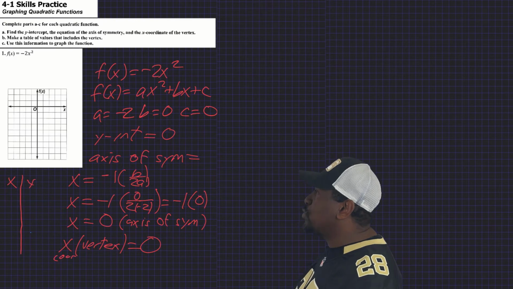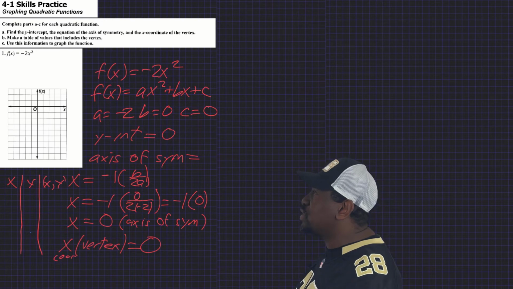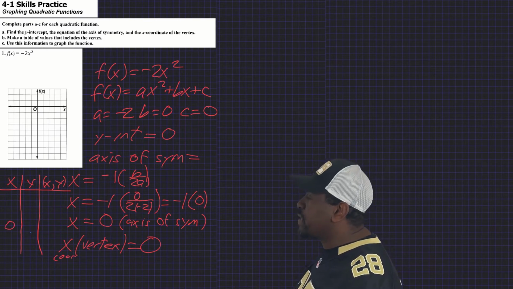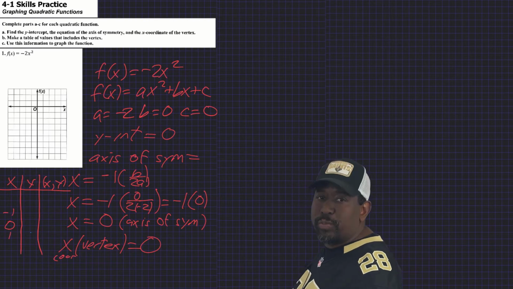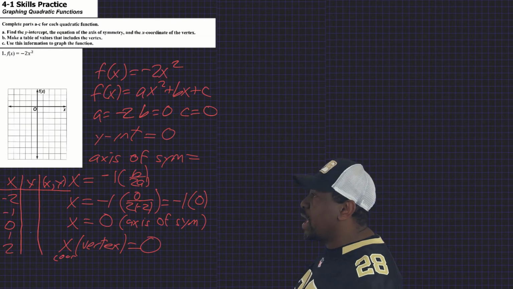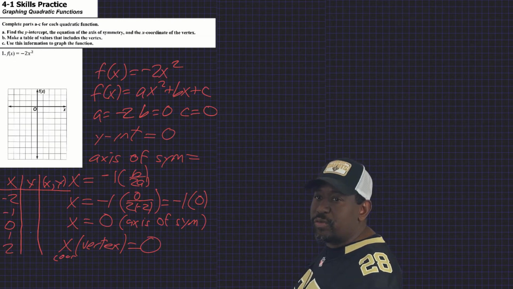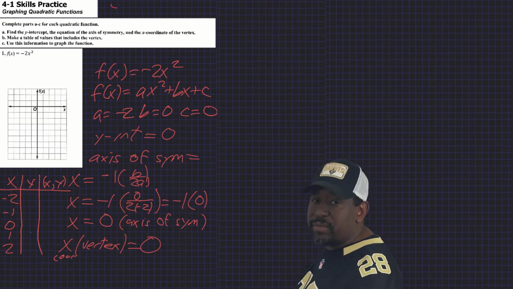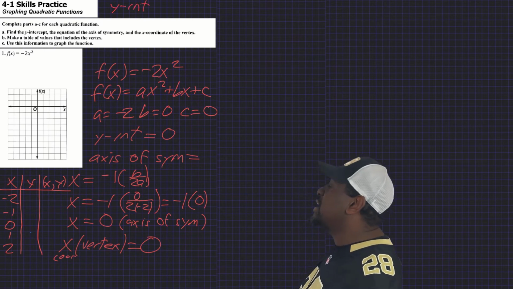So at this point, we will go to the B part, which basically says, make a table of values that includes a vertex. So the vertex value for x is 0, as we just calculated. So we will put that in the middle of the table, and from there we will pick 2 points to the left of 0, which are negative 1 and negative 2, and then we will pick 2 integers directly to the right of 0, which are 1 and 2. And so we will substitute those x values into our equation, negative 2x squared, to figure out what y is, because f of x is the same thing as y.